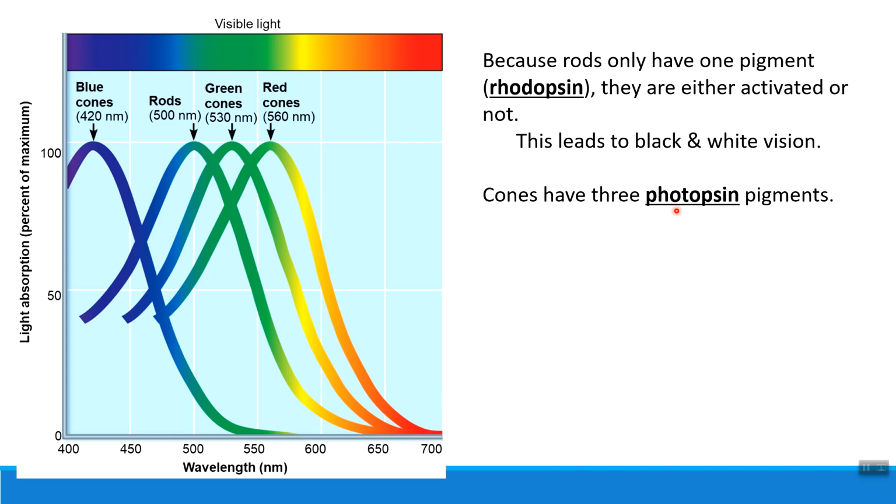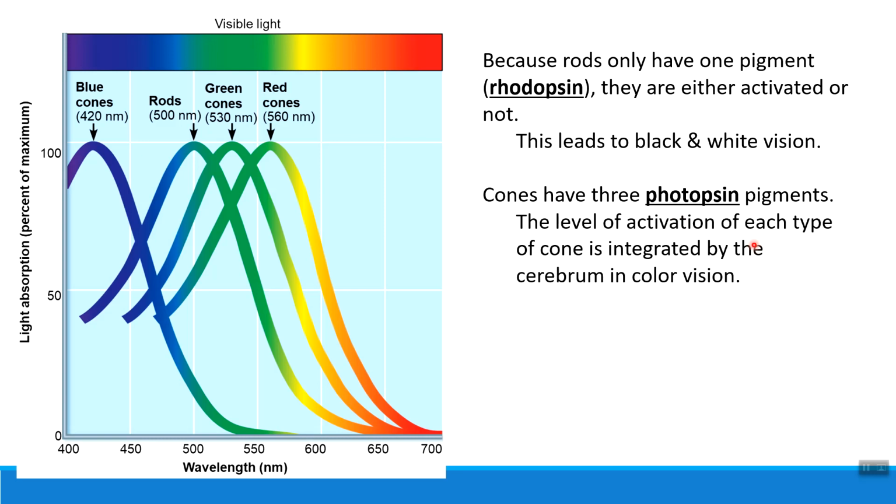By having three different photopsin proteins that each detect slightly different wavelengths of light, cones can add together all the messages they're getting to figure out exactly what color they're seeing. So if you're seeing a color green, like this green right here, my green cones would be highly activated, my red cones would be kind of activated, and my blue cones would barely be activated. Your brain will add together all of the different activation levels of your cones to allow you to see in color.